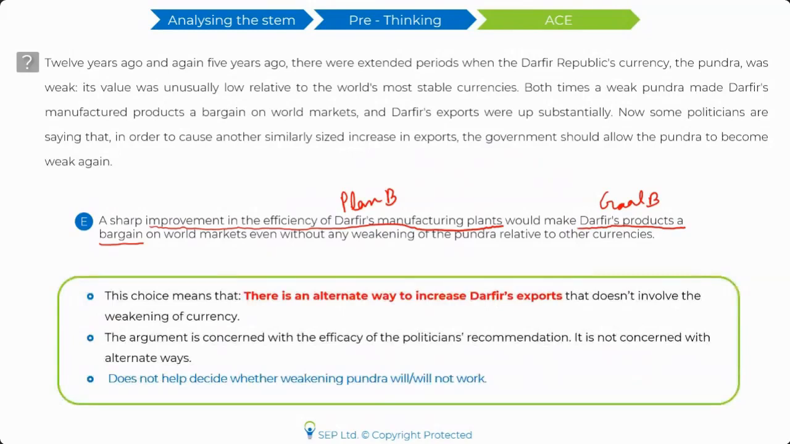Just because some other plan will work, does it automatically weaken that plan A won't work? This choice says if you improve the efficiency of DARPAR's manufacturing plants, DARPAR's products will become a bargain on the world market. Even without any weakening, which means you don't need to weaken the Pundra. Does that mean weakening the Pundra will not work? Answer this question, guys. Let me bring up a poll. Just because you are saying some other plan is there, does it mean you are automatically weakening the current plan? Are you automatically weakening the current plan by suggesting an alternative plan? This is not a cause and effect question. Yes? Are you automatically weakening the current plan?